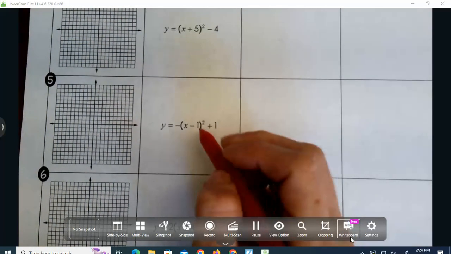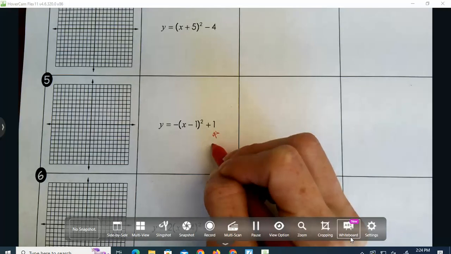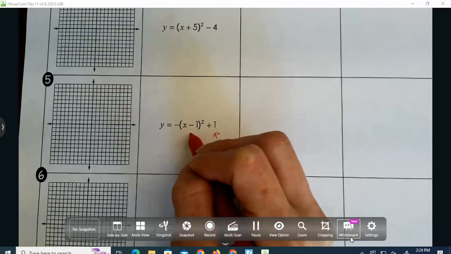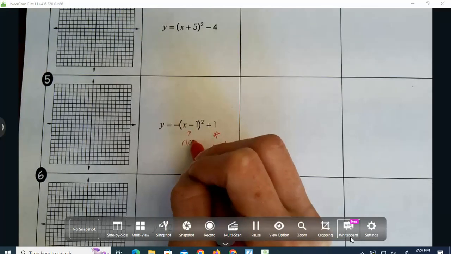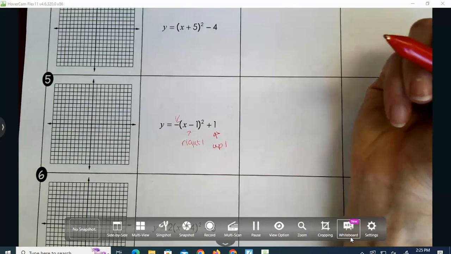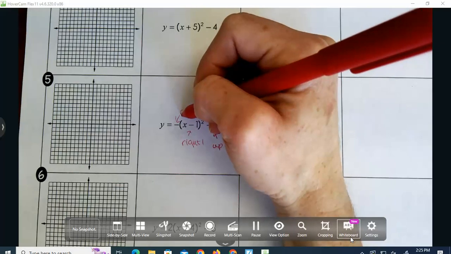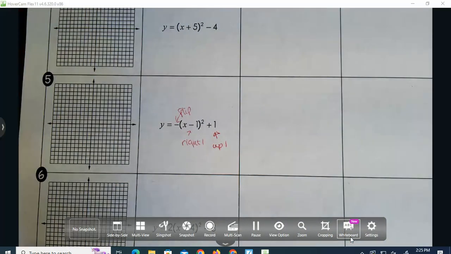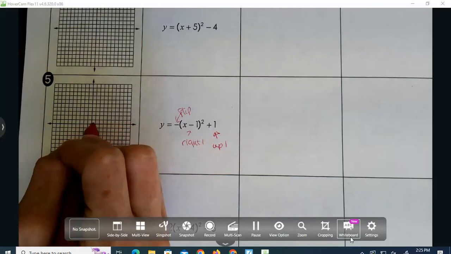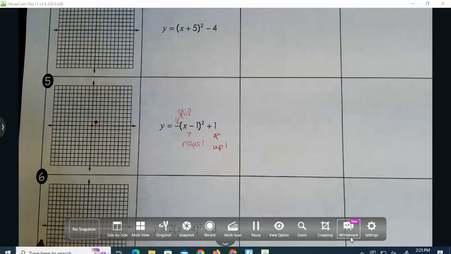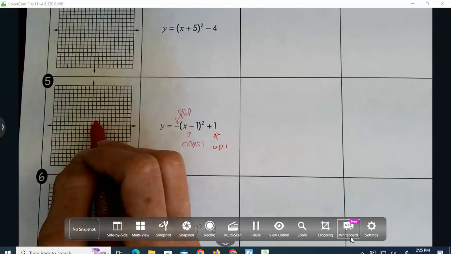So if we look at this, thinking about our transformations, what does a plus 1 on the end do? Up 1. What's the minus 1 do? And what does the negative in front do? So normally it starts here but I have to go right and up, so that's going to be my first point. And then it's normally facing up, but it's going to be facing down. Now, I would probably need some more points.